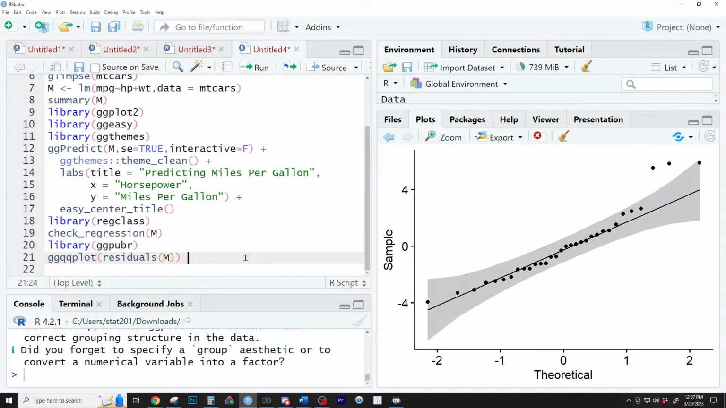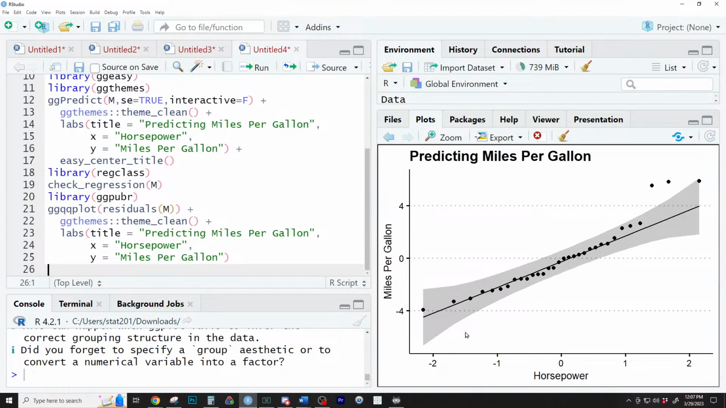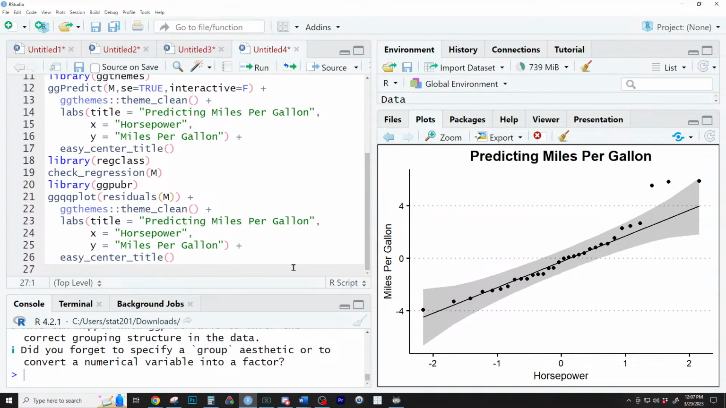We could grab our labs right here. We could grab the theme, do our same theme, do our same labs, and now we've got the same sort of theme on the plot. Once again, all we did was copy paste all that stuff here. We don't want to use the same title. We do want to add on our easy center title. So frankly, I should have just grabbed everything after this. And this is the good part about coding: you can get it to look very similar and get the same stuff set to this.